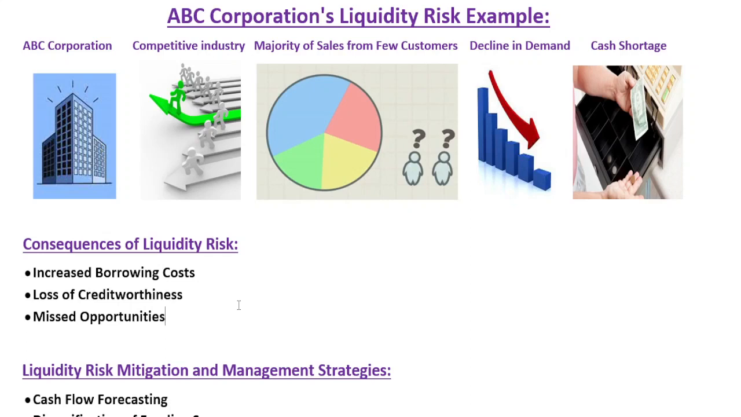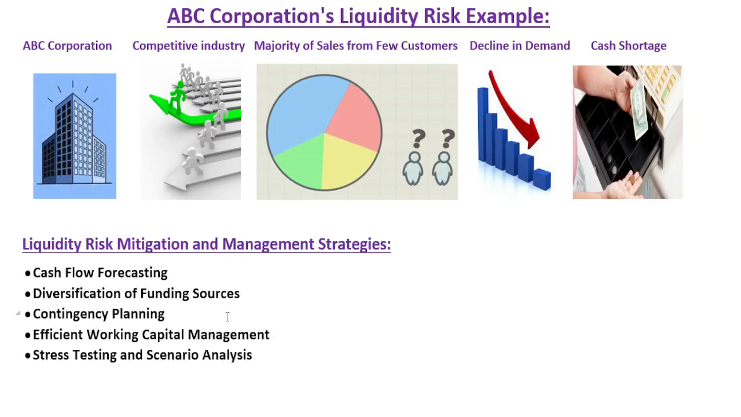Now let's understand the liquidity risk mitigation and management strategies. In order to address liquidity risk effectively, organizations like ABC Corporation can adopt various strategies. The first one is cash flow forecasting. By implementing a robust cash flow forecasting mechanism, ABC Corporation gets better visibility into future liquidity needs, and it also enables proactive planning and allocation of resources.